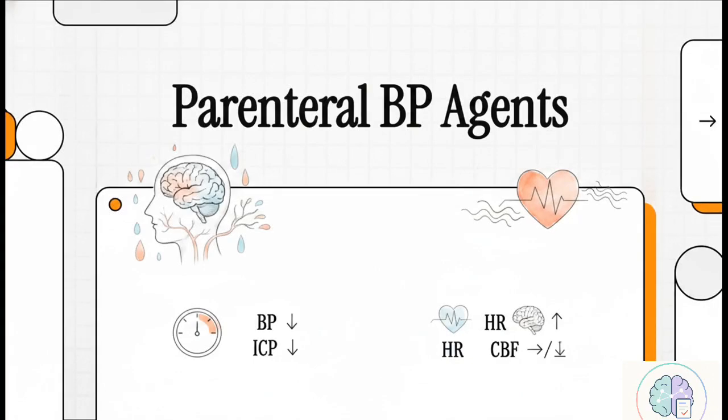Welcome to this explainer. Today we're doing an uncompromising point-by-point breakdown of 8 parenteral hypertension agents, specifically tailored for neurocritical care. Because look, when you're managing acute hypertension in a patient with a vulnerable brain, you don't just need to lower their blood pressure. You need to know exactly how that specific medication is going to impact their intracranial pressure, their heart rate, and their overall cerebral perfusion.